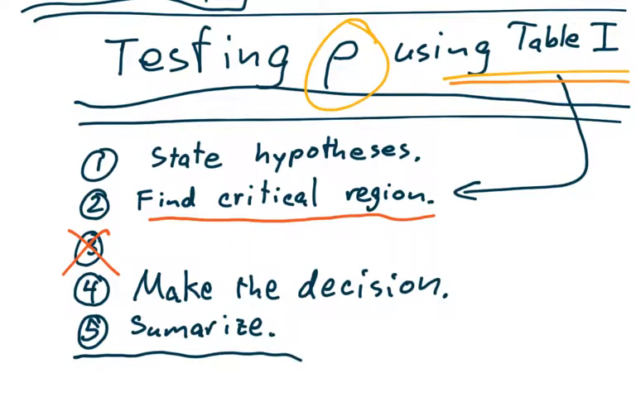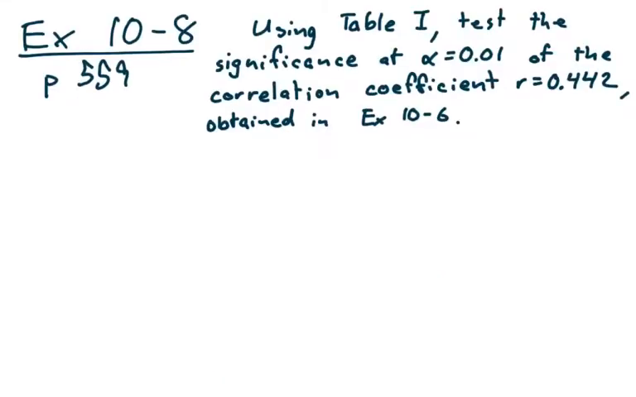All right, so let's apply this real fast. So we're going to proceed with example 10-8, found on page 559 of your text. And I have just gone ahead and copied down the information that we had there. So using table I, test the significance at alpha equals 0.01 of the correlation coefficient R equals 0.442 that we obtained in example 10-6.